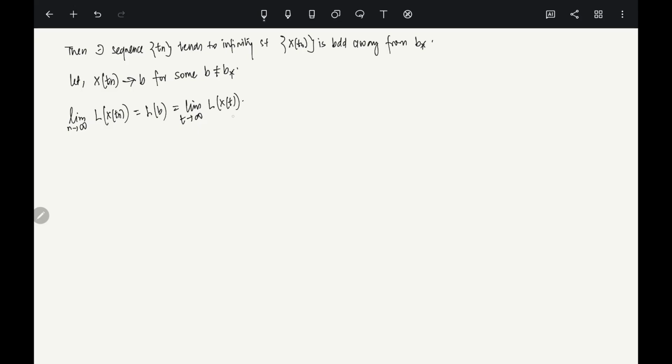This is definitely true because x of t is a decreasing function. Since x of t is a decreasing function, sorry, L of x of t, so basically L is decreasing, L of a decreasing function. Is it okay? Right. Now the thing is this.